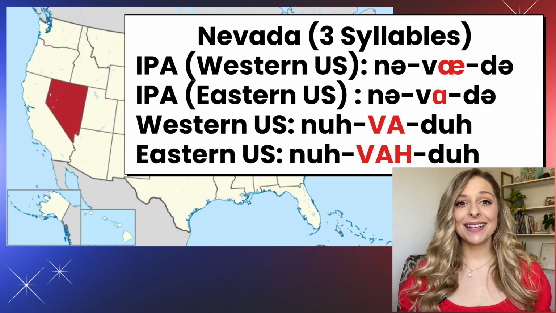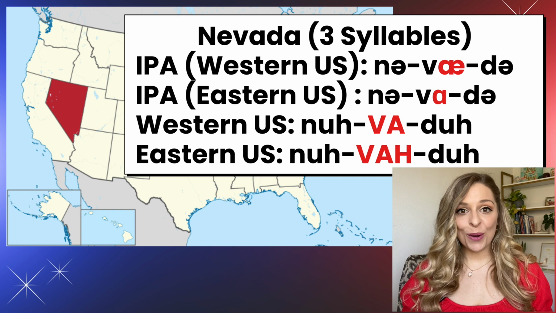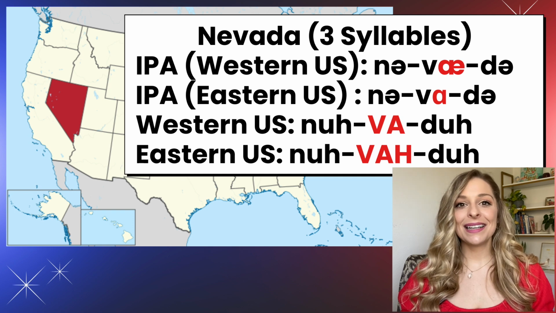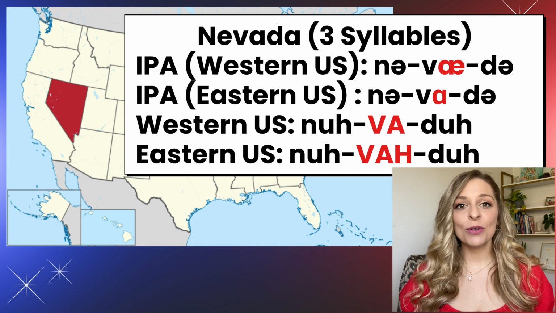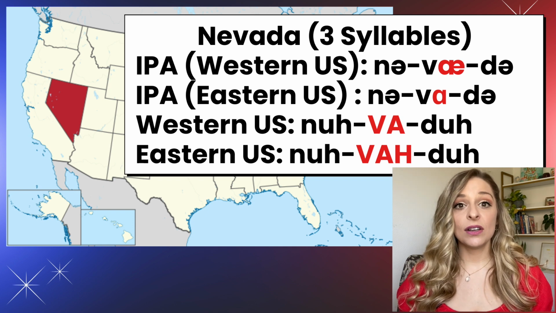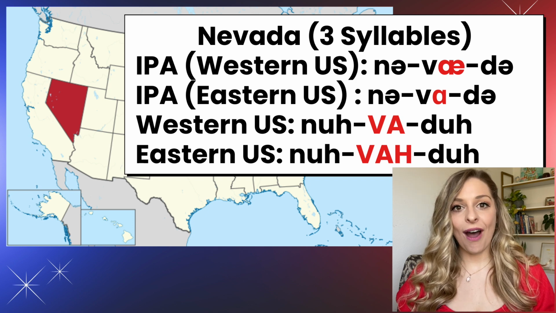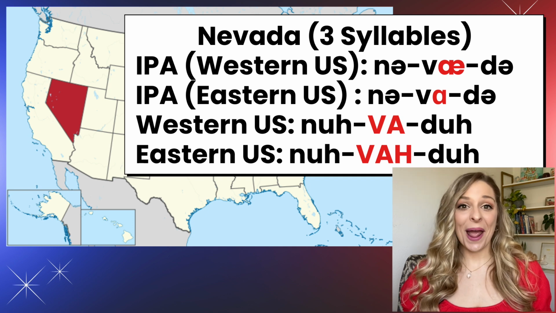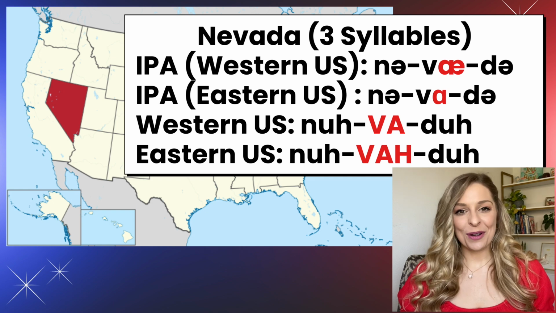Number 28, Nevada. Now, depending on where you live in the United States, you may pronounce it one of two ways. Since I am from the West Coast, I say Nevada. In the second syllable, the A is an A sound, like in cat. But I've definitely heard, and even sometimes pronounced it, Nevada, with more of an open ah sound. So depending on which accent you prefer, you can choose how you say this word.